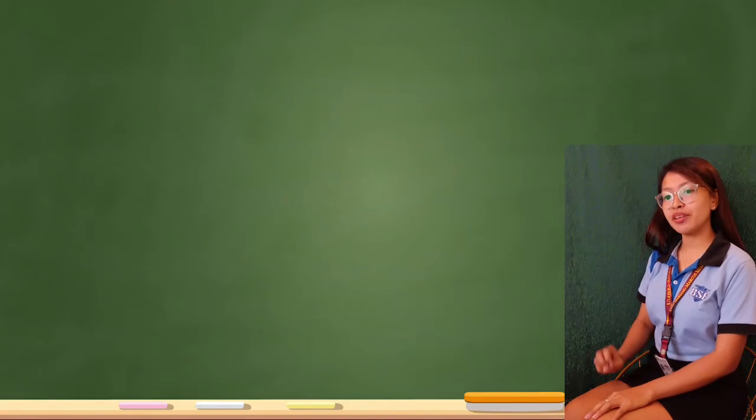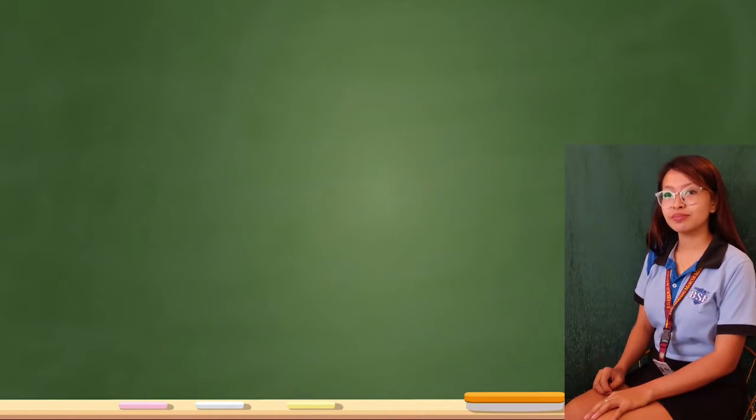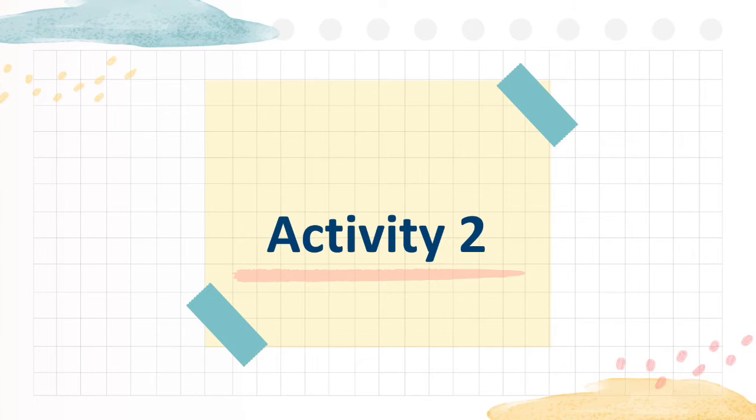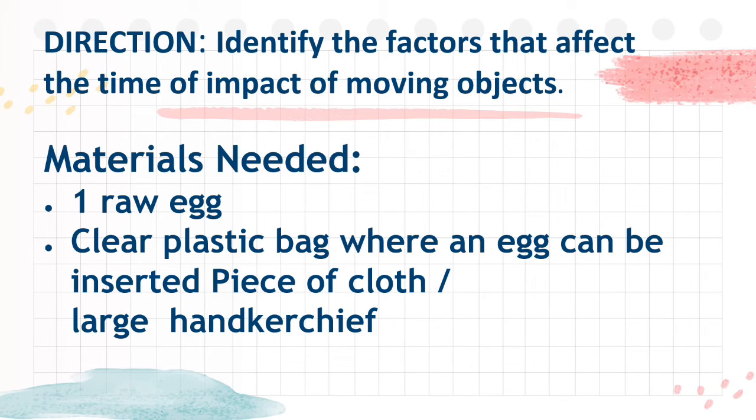For the second activity, catching the egg. For activity number 2, direction: identify the factors that affect the time of impact of moving objects. The materials needed: 1 raw egg, clear plastic bag where an egg can be inserted, piece of cloth, or a large handkerchief.